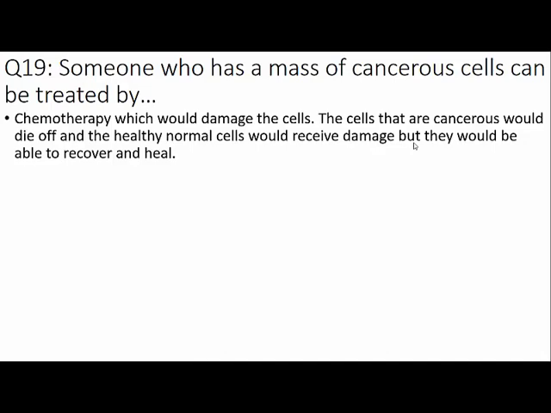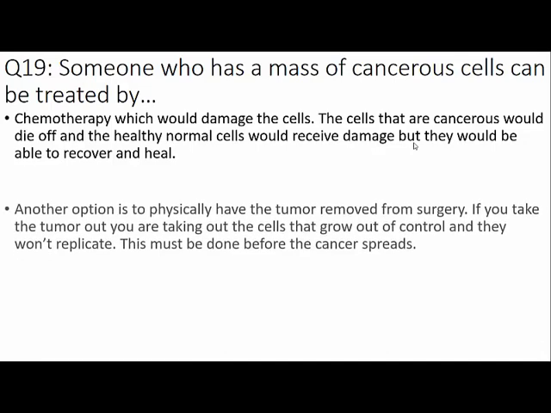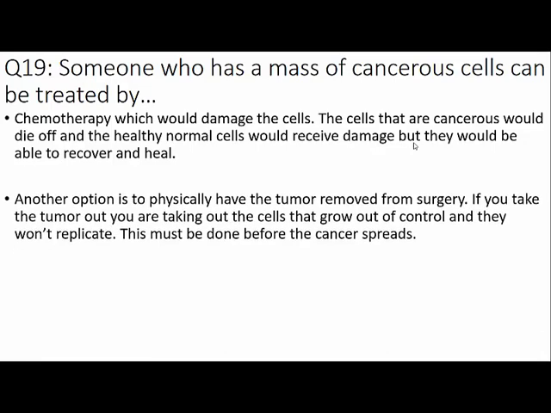Now, the healthy normal cells would still receive damage from the chemotherapy, but because they're healthy and normal, they would be able to recover and heal and bounce back. So the damaged cancerous cells would die off. The healthy cells would bounce back and recover. Another one that a lot of people forget is actually physically removing the tumor from surgery.